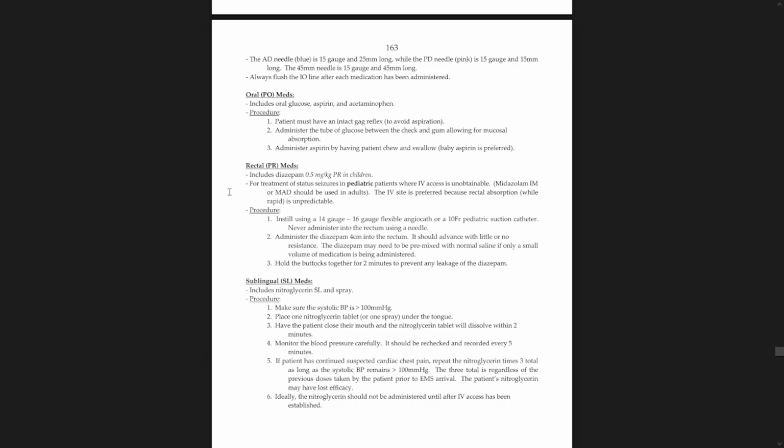The procedure is to instill using a 14 gauge or 16 gauge flexible angiocath or a 10 FR pediatric suction catheter. Never administer into the rectum using a needle. Administer the diazepam 4 centimeters into the rectum. It should advance with little or no resistance. The diazepam may need to be premixed with normal saline if only a small volume of the medication is being administered. Hold the buttocks together for 2 minutes to prevent any leakage of the diazepam.